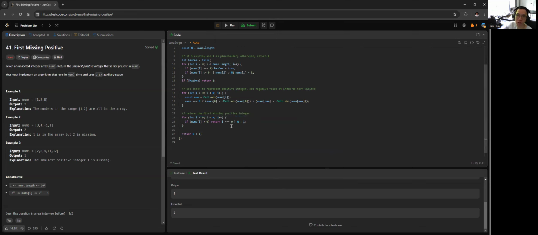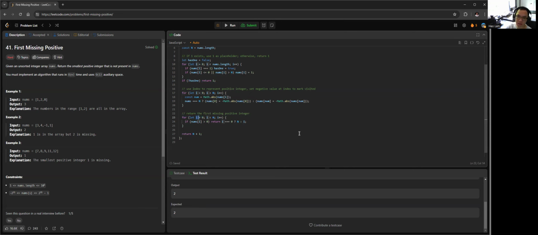Okay, so we use index 0 to n. We use the index to represent the integer. So if the value at index 1, 2, 3, 4 is positive, that is the first missing positive, because we mark visited as negative. And we know that 1 is not the result, because if 1 is missing, we already returned here. So we're just going to iterate with the loop for the sake of completeness.